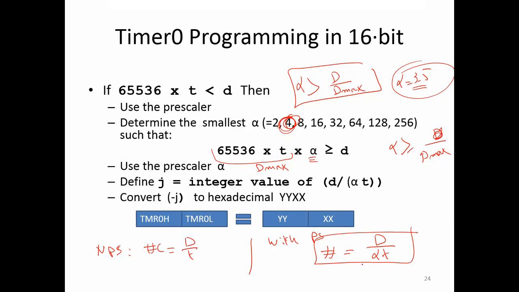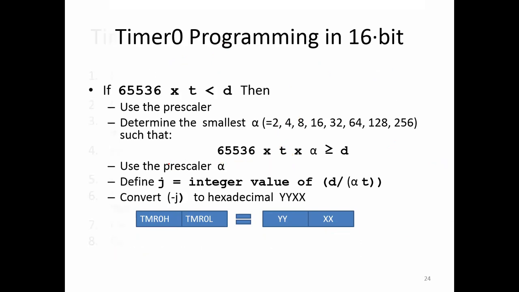Okay, and what's the value of T? T is our period, the capital letter T that we have seen previously, which is 1 divided by the crystal frequency divided by 4. Okay. Yes, clear.